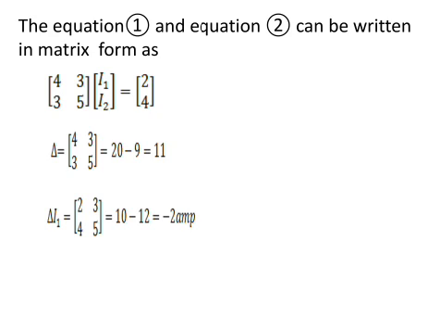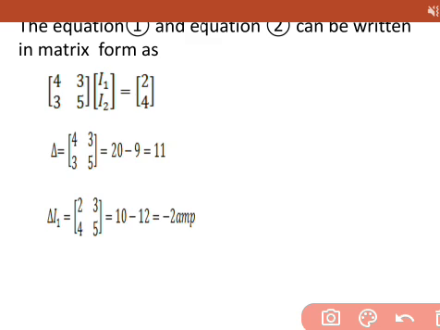Let delta I1 be the determinant of the matrix formed by replacing the first column values, that means 4, 3, of the coefficient matrix with the answer column values. That means 4, 3 is replaced by 2 and 4, the answer column values. The determinant of the given matrix is 5 into 2, 10, minus 4 into 3, 12. 10 minus 12 equals minus 2 amp.